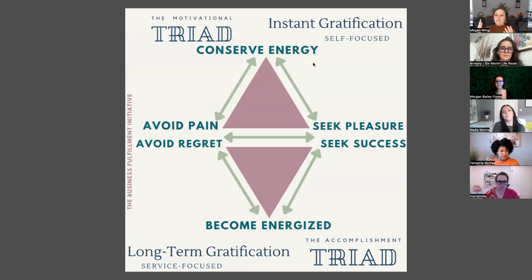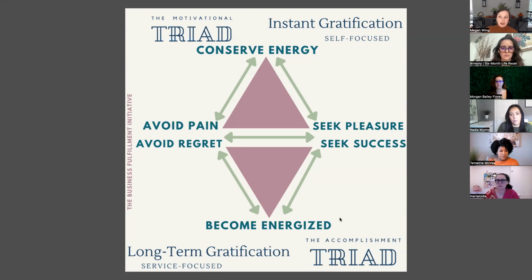So what I have here, and I think we've spoken about this before, is instead of having the motivational triad run our lives and our businesses, we want to switch to the accomplishment triad. The motivational triad is the instant gratification, self-focused piece of things. So we want to focus on the long-term gratification and service-focused lens. That means we want to avoid regret. We want to seek long-term success and become energized by doing these kinds of things.